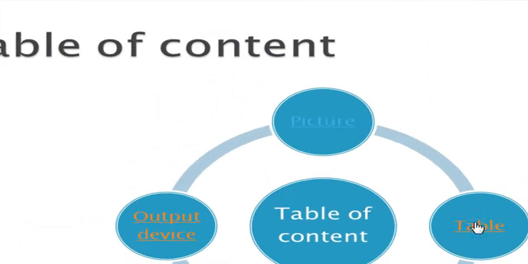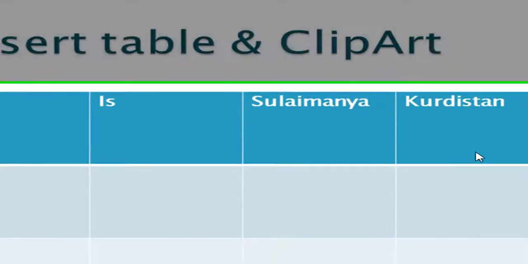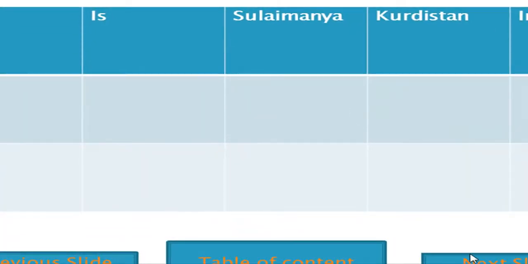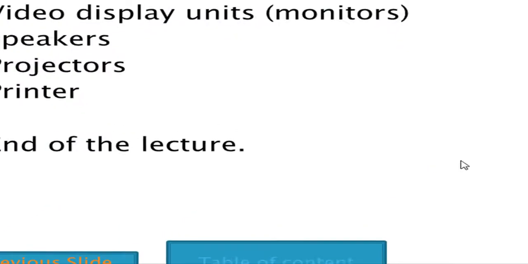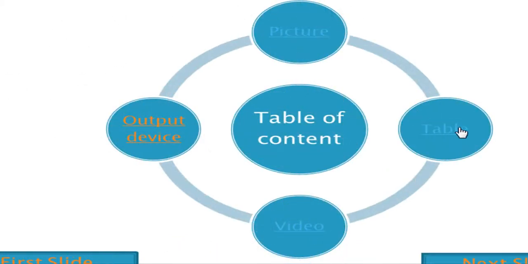If I want to go to table, just click here, I'm going to go back to table. If I go to next slide, so this is next slide. So everything functions here. Next slide, so this is the last slide. And you know the table of contents is in slide number 2. So if I just click on table of contents, this is slide number 2.